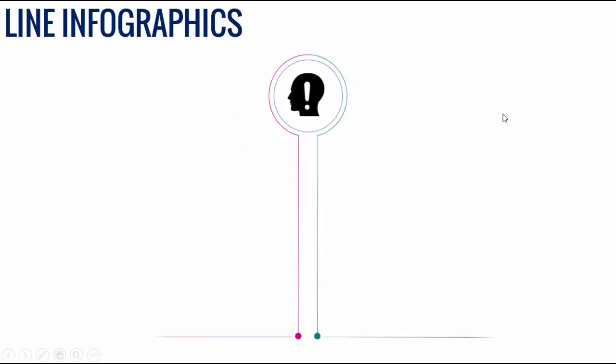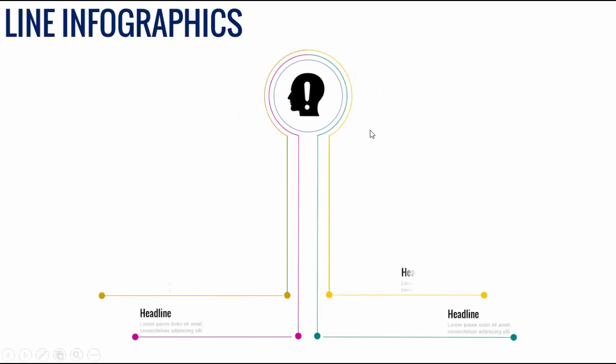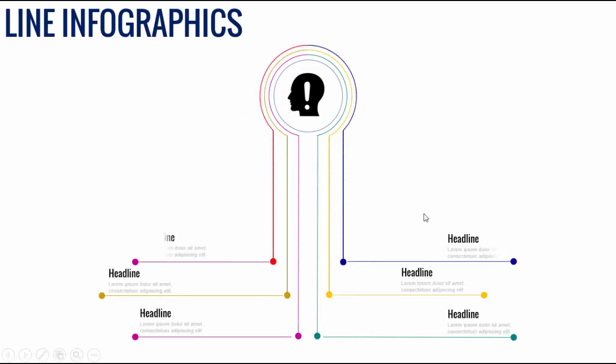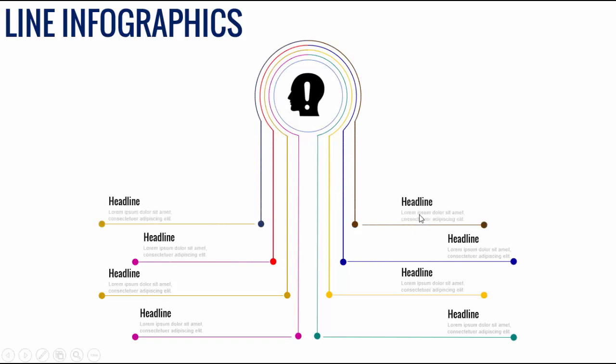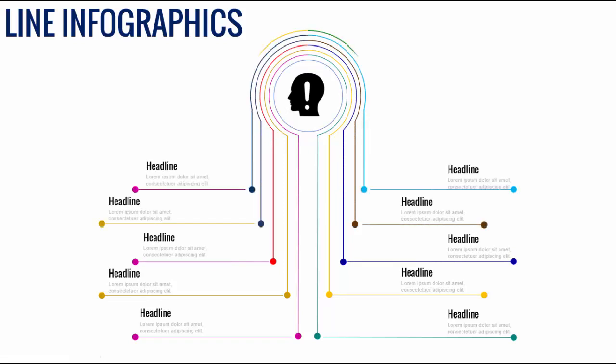In this tutorial, I am going to show you how to create animated line infographic slide in PowerPoint. This is how the slide works. It will show you the circle and then the line comes up and then it will show you the headlines. There are 6 headlines on each side. It comes to 12.